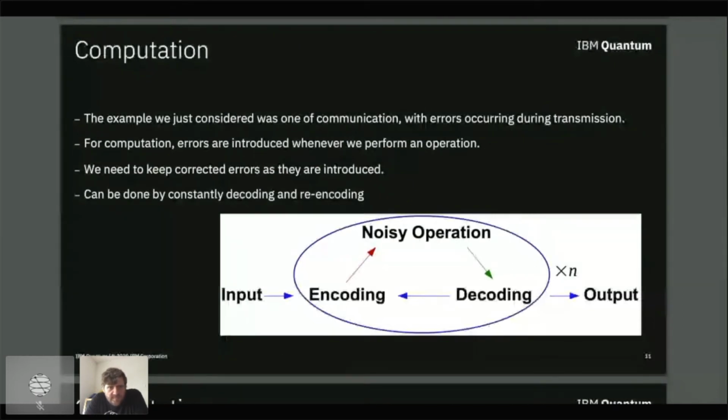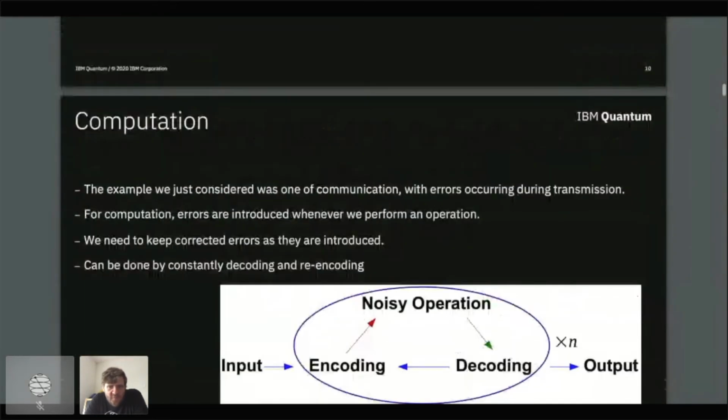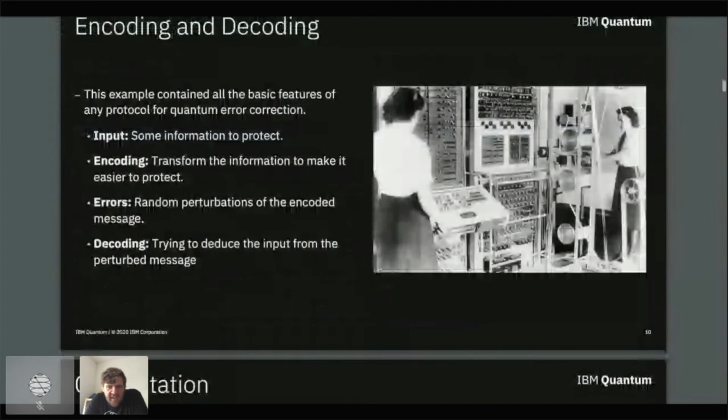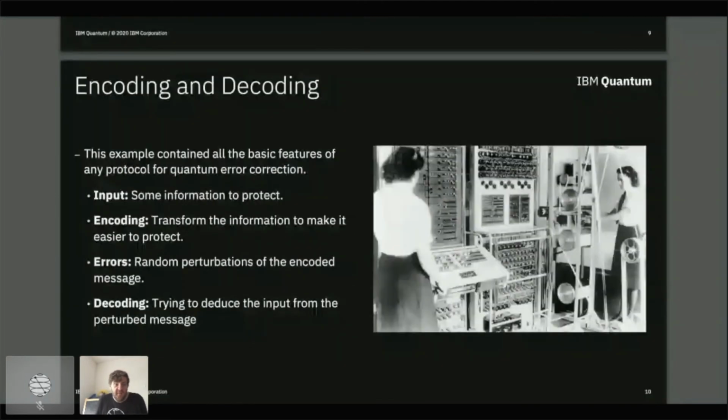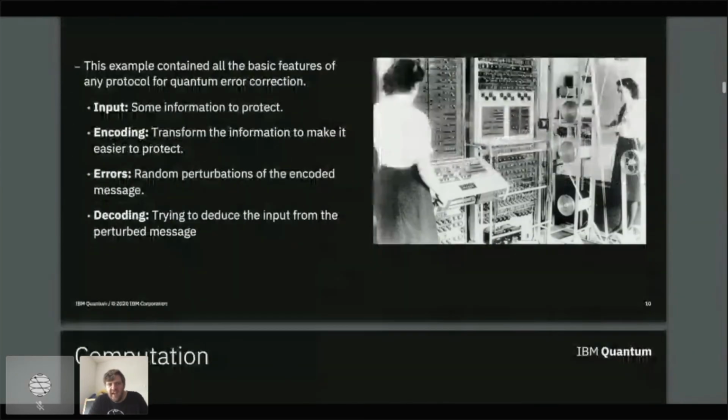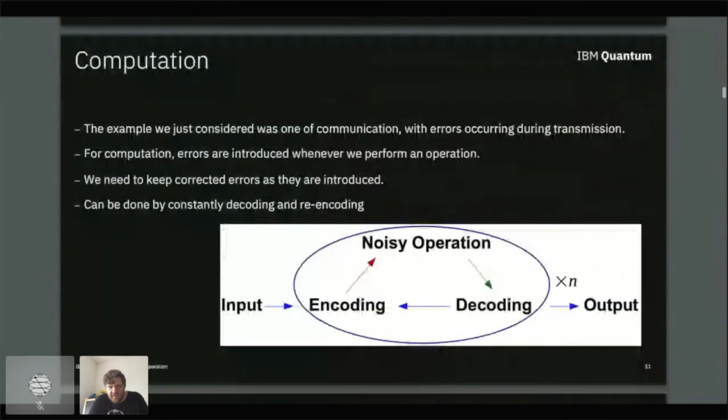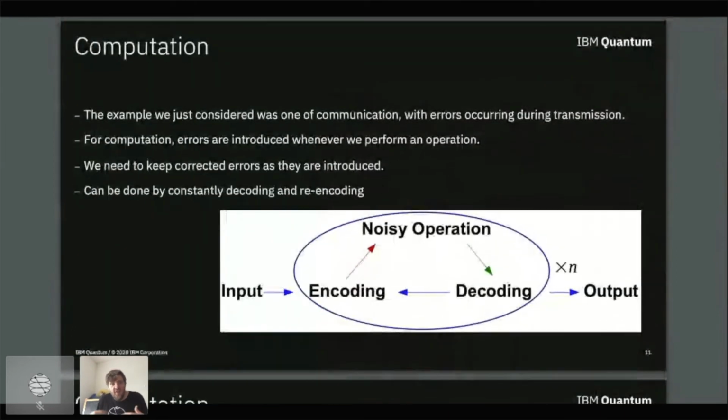Okay, so this description is actually more geared towards error correction in telecommunication, where you want to send a message. So you encode it, errors happen along the way, you decode it, you get the message, done. This is not really the kind of error correction that is important for us, because we are doing computation.